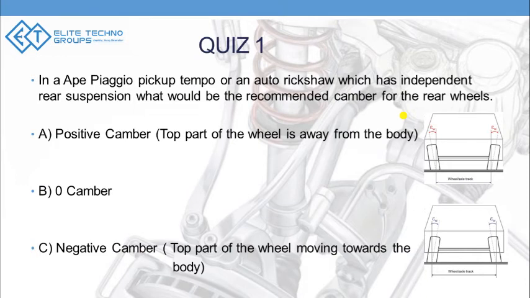and I'll be answering the quiz in the next slide. So I would request you to pause this slide, read through the question and try to analyze an answer, and then click on the play option, because I'll be answering in the next slide.